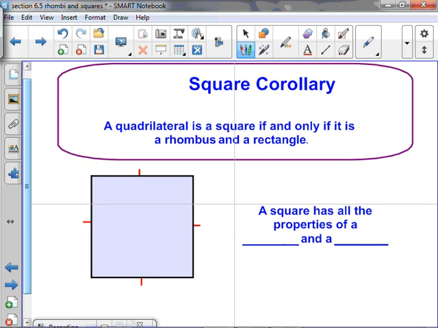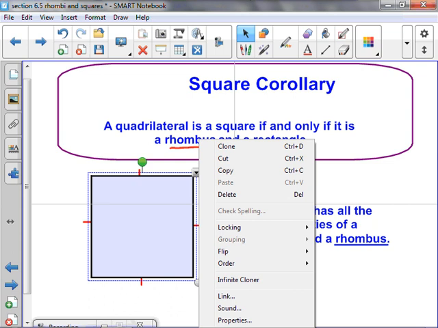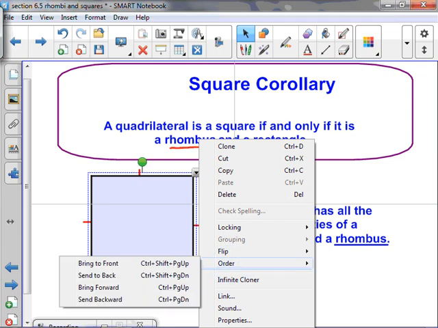The square corollary says that a quadrilateral is a square if and only if it is a rhombus and a rectangle. So as long as I know that my shape is both a rhombus and a rectangle, I can immediately say, hey, I've got a square. Okay? That means that a square has all the properties of a rectangle and a rhombus. So let's draw in all of the properties of our rectangle and our square. And I am going to cheat by just doing this.